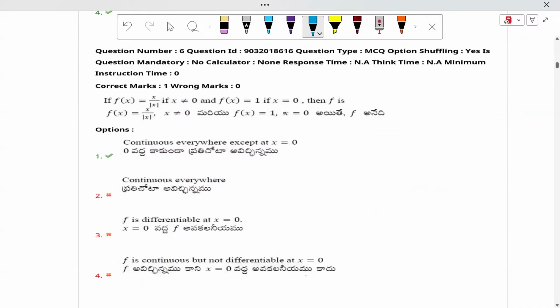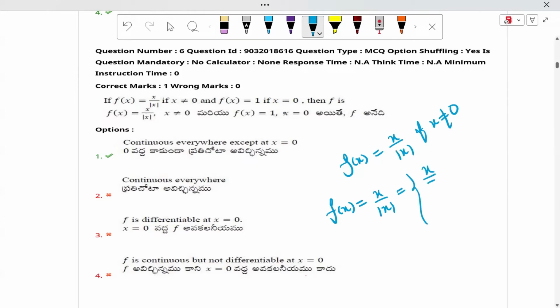Another question. Given question is f of x is equal to x by mod x. Function is defined whenever the denominator is not equal to 0. అయినప్పుడు ఫంక్షన్ డిఫైన్ అవుతుంది. x equal to 0 వద్ద ఫంక్షన్ ఏమవుతుంది అని అన్నాడు. సో we know that f of x అని రాద్దాం. For example, f of x is equal to x by mod x. What is x by mod x? It is x by minus x.